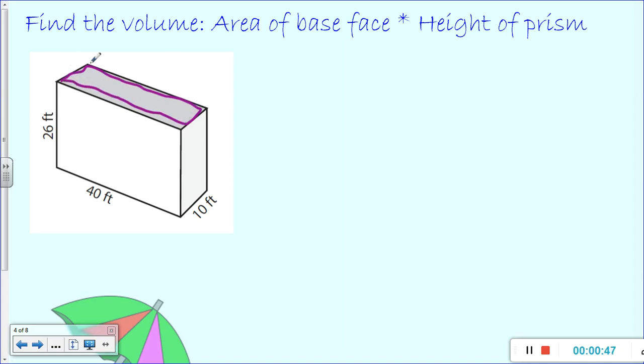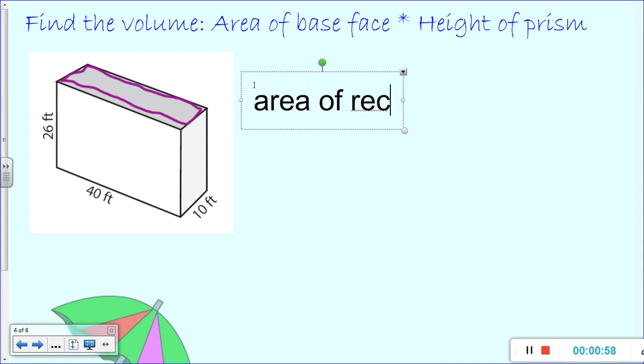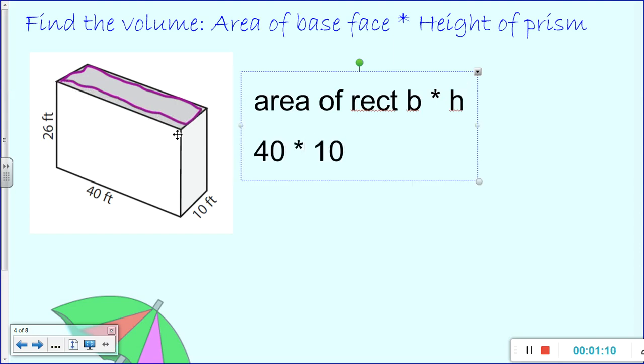Okay, so this purple box up here that I just did, I'm going to use that as my base. Because it is a rectangle, I know that the area of that rectangle is just base times height. So I need to do that first. If I look, the wide part here is 40 feet. The narrow part here is 10 feet. So I would do 40 times 10, which gets me 400. Now this is still area, so this is square feet.